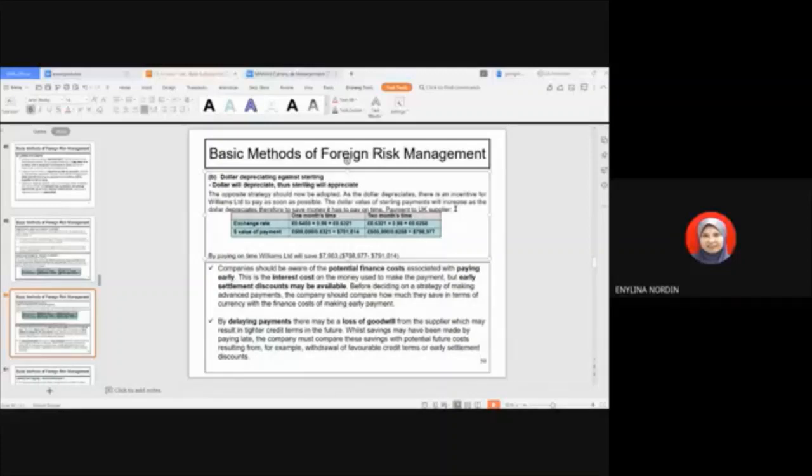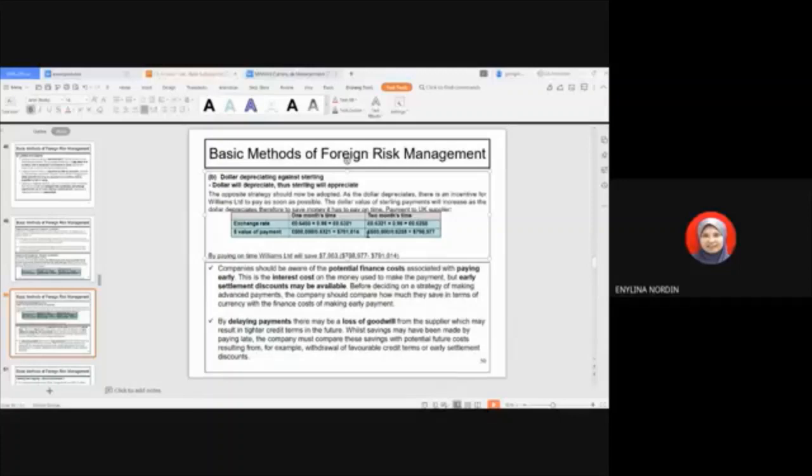Sterling will appreciate. So what happens if the sterling appreciates? If the sterling appreciates, that means there will be more dollars to be converted into pounds. That means the US company has to pay more dollars for 500,000 pounds. So what should the US company do here?